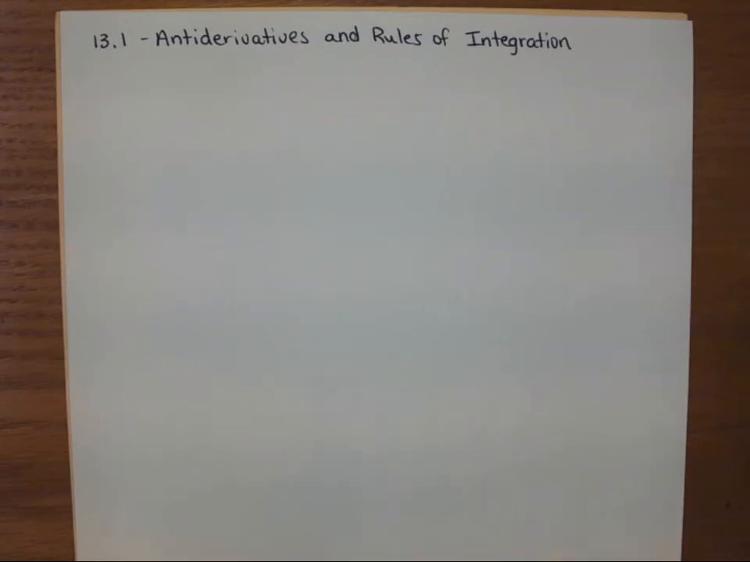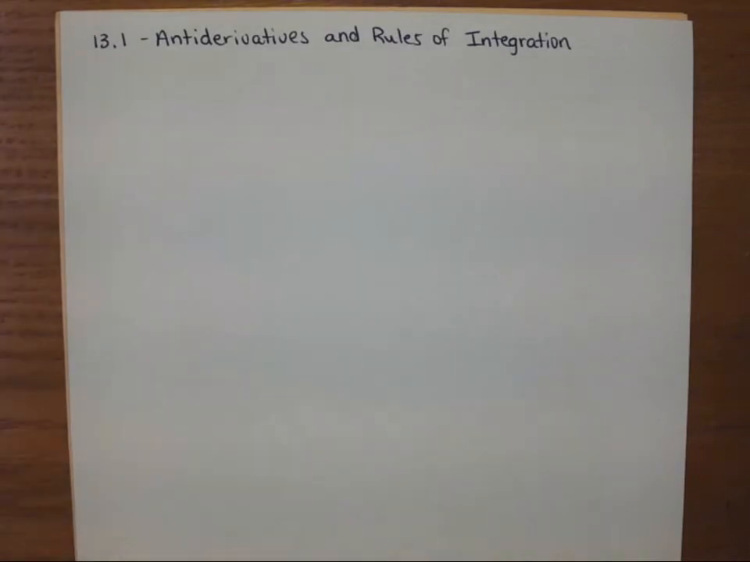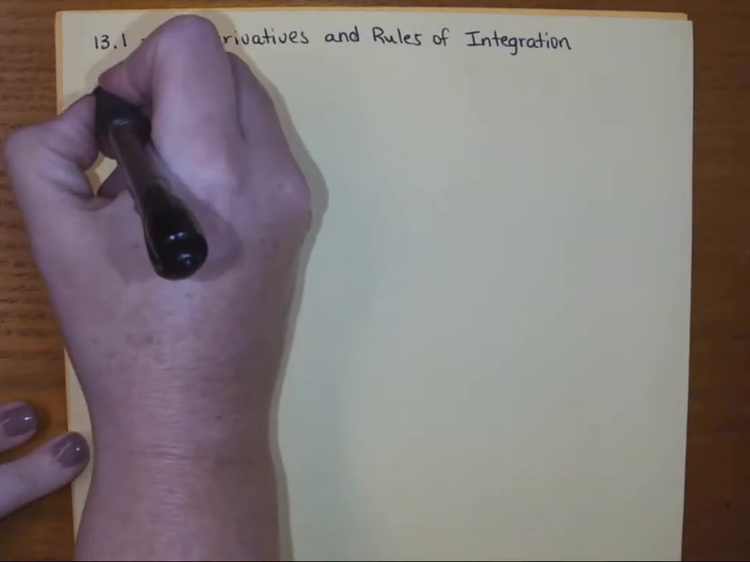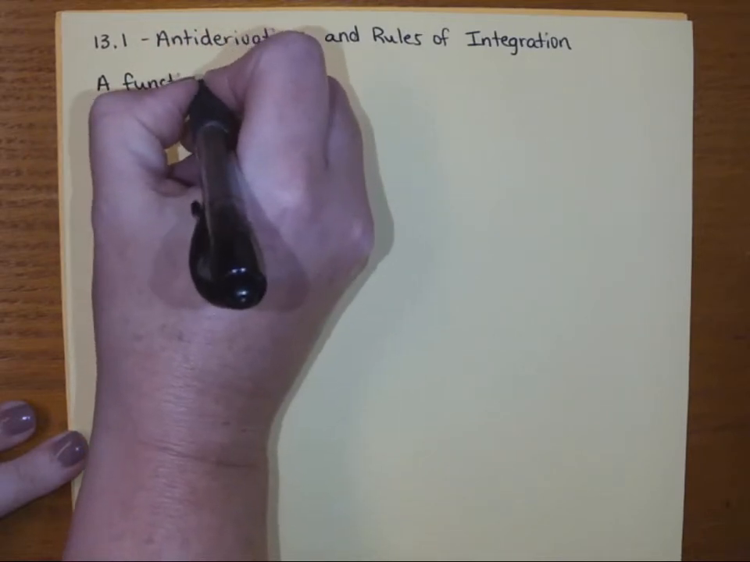Alright, so today we're going to be starting some work in Chapter 13. And so we're going to be looking at antiderivatives, what they are, what they can be used for. And I think you can probably tell the prefix anti means not or opposite, right? So it's important that you have a pretty good understanding of derivatives before we can really talk about antiderivatives.